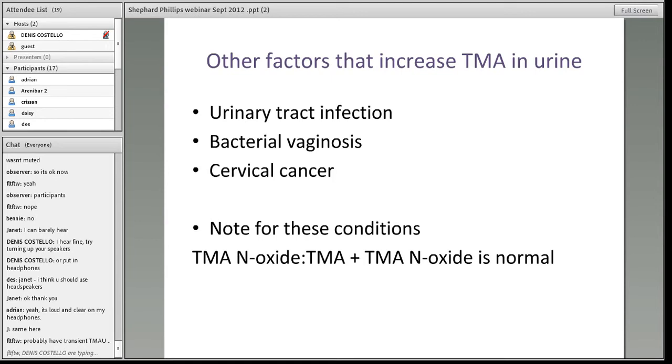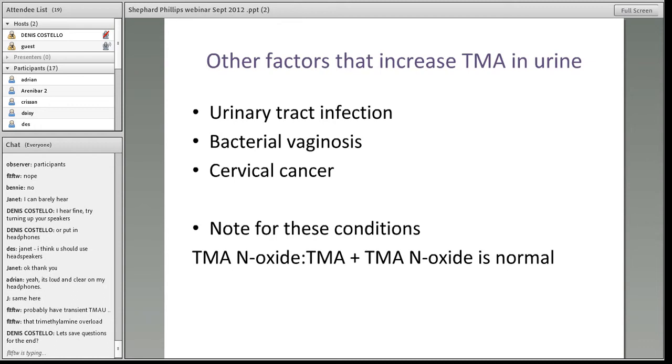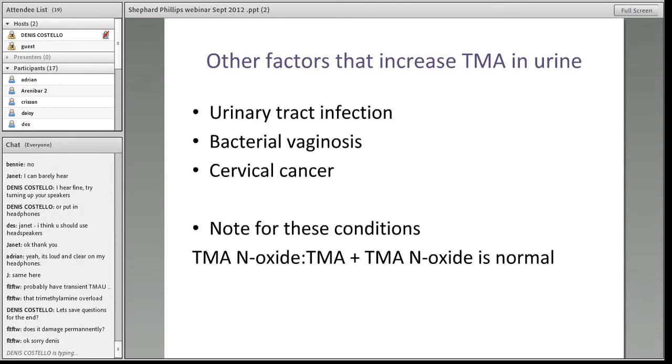So there are other factors that increase trimethylamine in the urine. These are urinary tract infections, bacterial vaginosis, cervical cancer, and some other conditions. And these can be misdiagnosed at first glance as trimethylaminuria, but a urine test will show that these are not trimethylaminuria. They're just an increase in trimethylamine in the urine. And the difference is that if the trimethylamine and trimethylamine N-oxide ratio is calculated, it's normal in these individuals. So they have a normal ratio. It's just that, because of this particular condition, they are at that time producing a lot of trimethylamine.